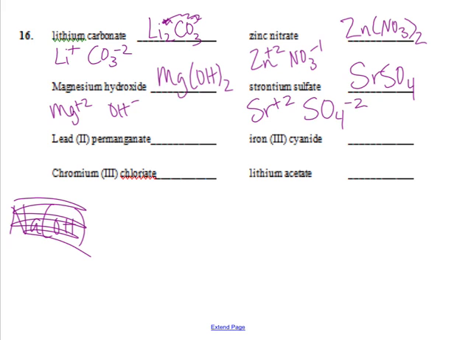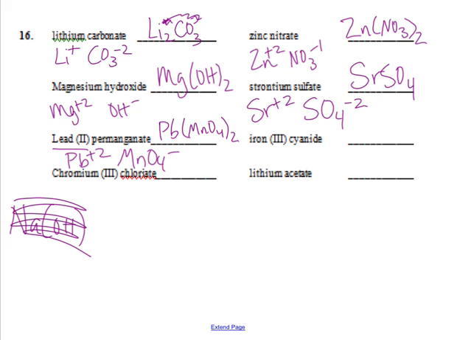All right, lead(II) permanganate. We don't have to look at the periodic table because they're telling us lead is what charge? +2. Permanganate, MnO4-. See that per thing again? 4 O's? It happens. All right, what's the formula? Pb(MnO4)2.